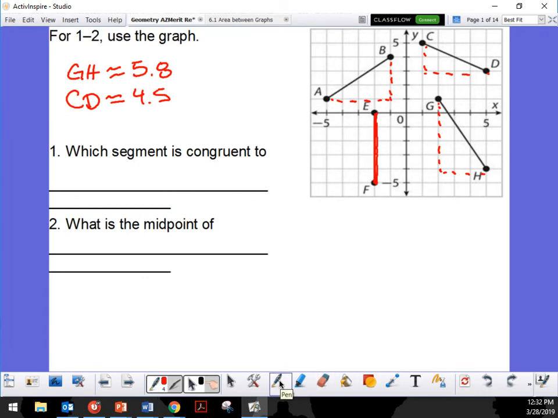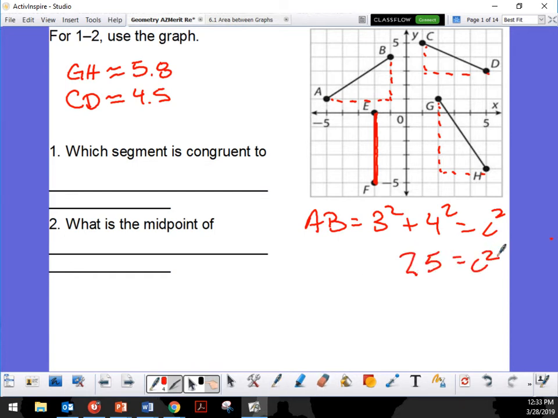All right, next one. Last one, AB. So AB is 1, 2, 3, 3 plus 1, 2, 3, 4 equals C squared, right? So Pythagorean Theorem here, I get 9 and 16, right? 25. So 25 equals C squared. And then C is equal to square root of 25, which is 5. So this one right here is going to be 5.